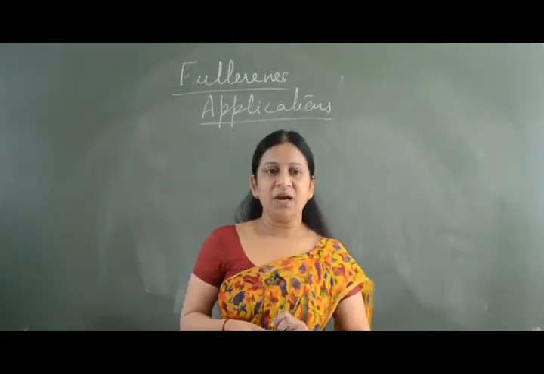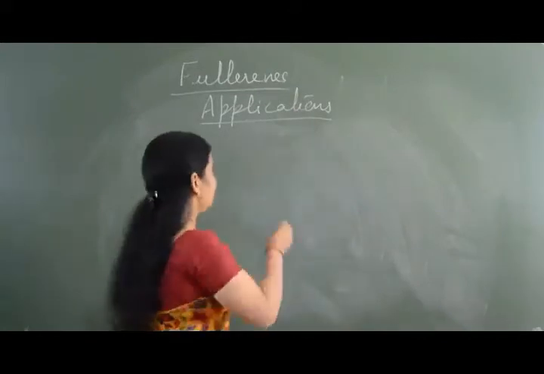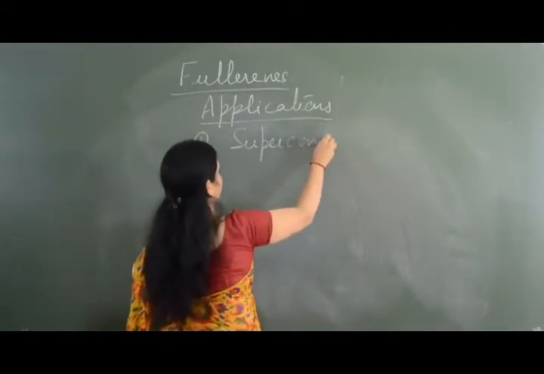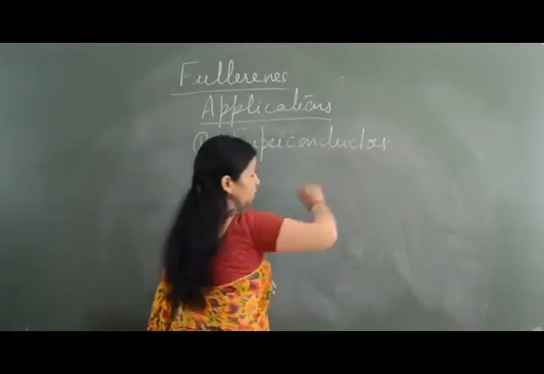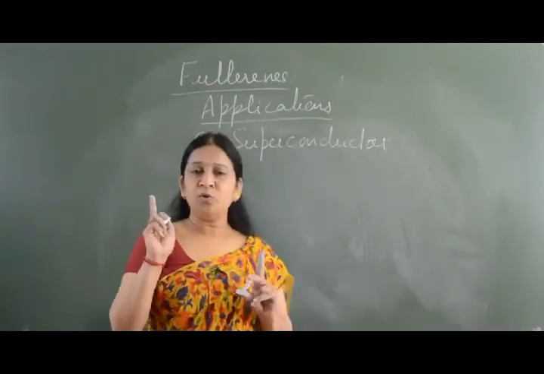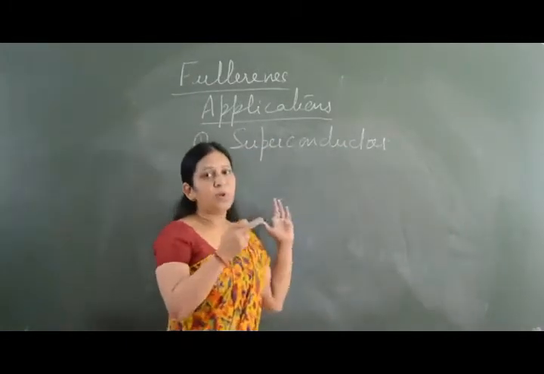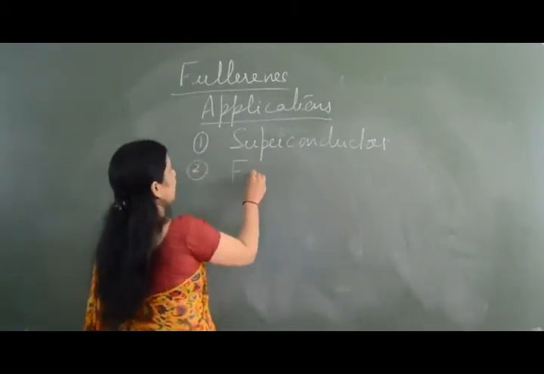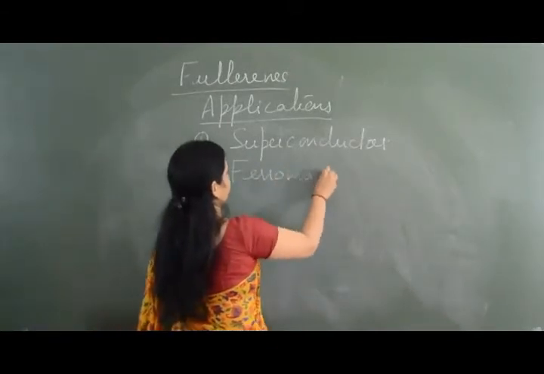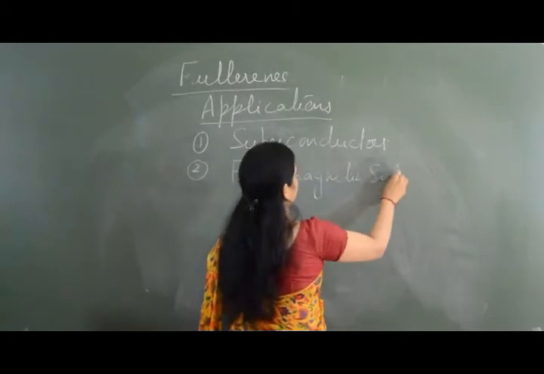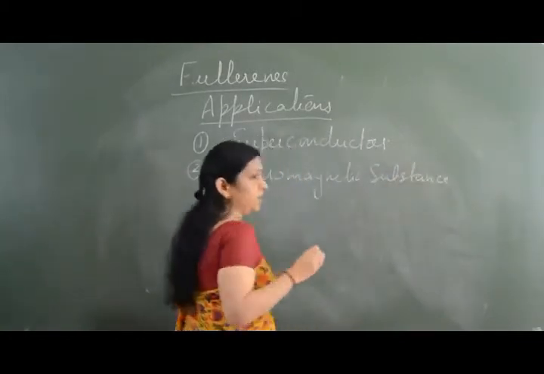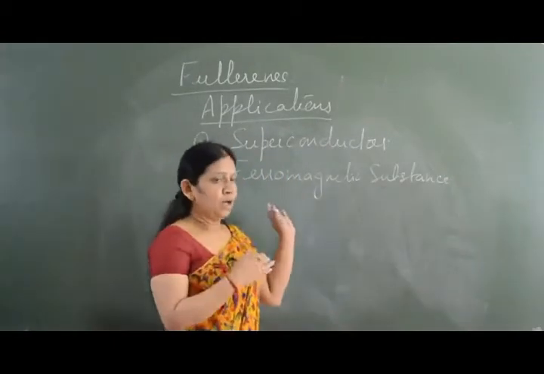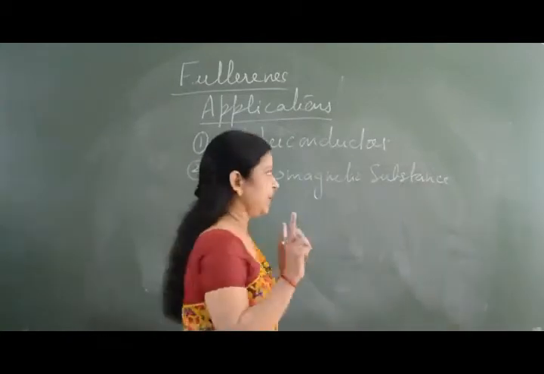Next, in the last we have applications of fullerenes. The first application is that it can be used as a superconductor. Normally it is not a superconductor, but it can be used as a superconductor when I add an alkali metal into it. The next application, it can be used as a ferromagnetic substance. Again, it is not a ferromagnetic substance, but if I add an electron donor impurity into fullerene, it can function as a ferromagnetic substance.